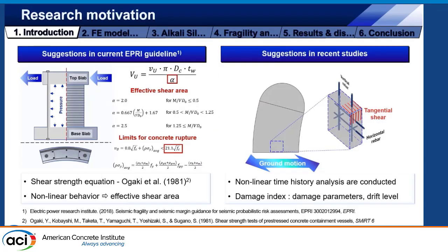For the seismic fragility analysis of structures in nuclear power plants, the guidelines suggested by the Electric Power Research Institute have been used for many decades. For the containment structure, the shear strength equation suggested by Ogaki et al. in 1981 is commonly used. In this methodology, the nonlinear behavior of the containment structure is simplified using the effective shear area or the inelastic energy absorption factor. In recent studies, many researchers have conducted nonlinear time history analysis and tried to use appropriate damage indices, such as damage parameters or the drift level of the structure.